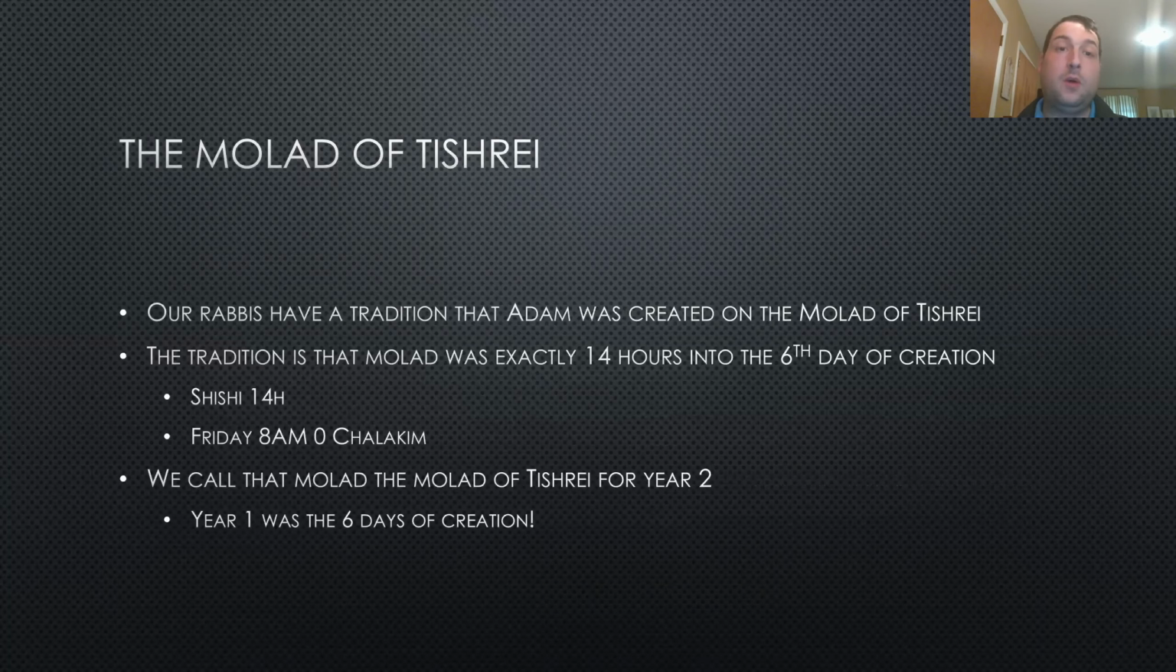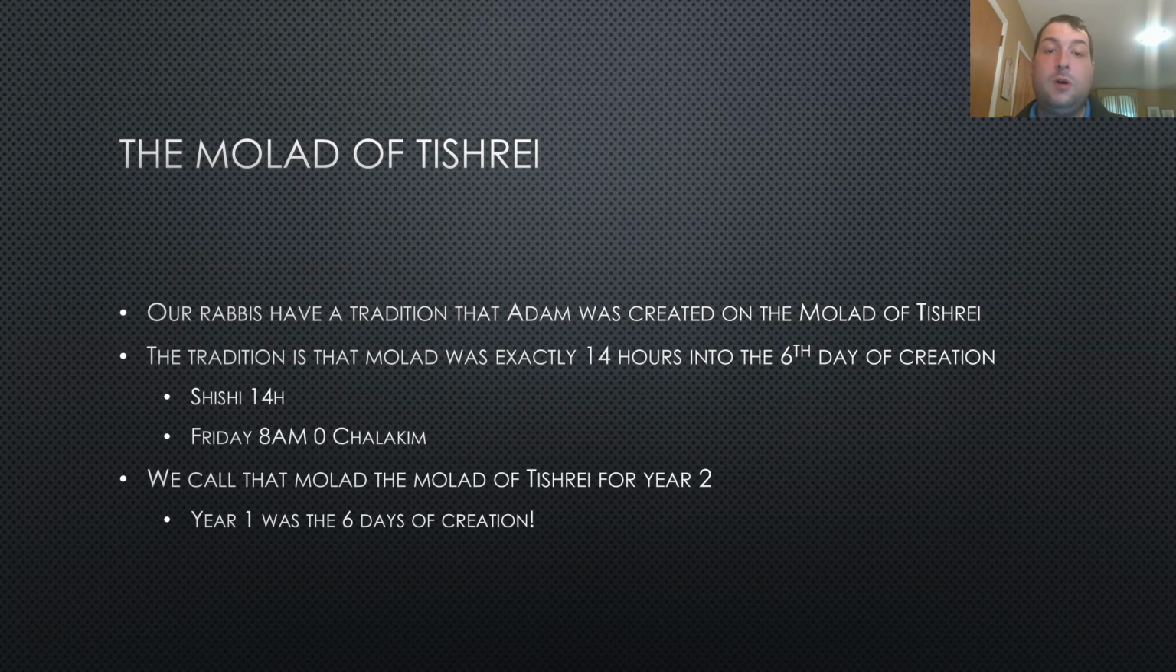Okay, so we're going to talk about the origin of the molad of Tishrei and why it's so important. The rabbis have a tradition that Adam was created on the molad of Tishrei. The molad of Tishrei, according to their tradition, is 14 hours into the 6th day of creation, which of course was Friday, because the 7th day was Shabbat. So Shishi 14 hours, which is Friday, 8 a.m. and 0 chalakim, because 14 hours after 6 p.m., which is the start of the day. So man was created, according to tradition, at Friday, 8 a.m., 0 chalakim.